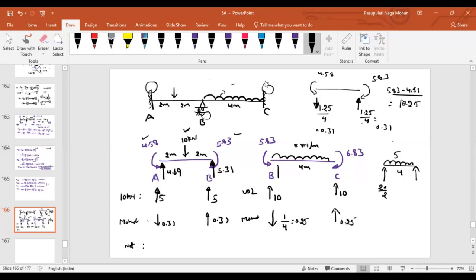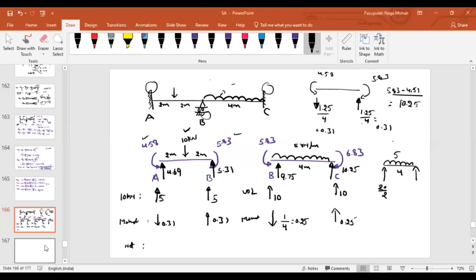What about the net reaction here? 10 is upward, 0.25 is downward. What is the net value? 9.75. And here, 10 upward and 0.25 upward, so the net value is 10.25. Any doubt in support reactions?